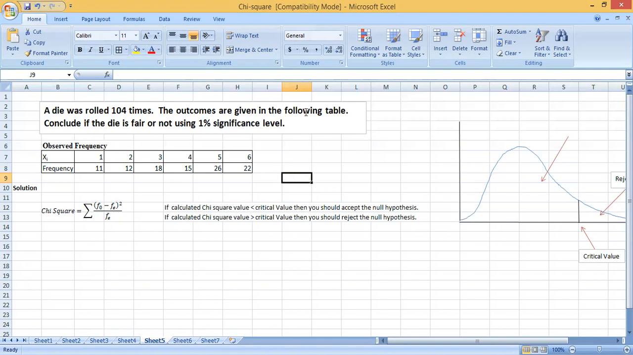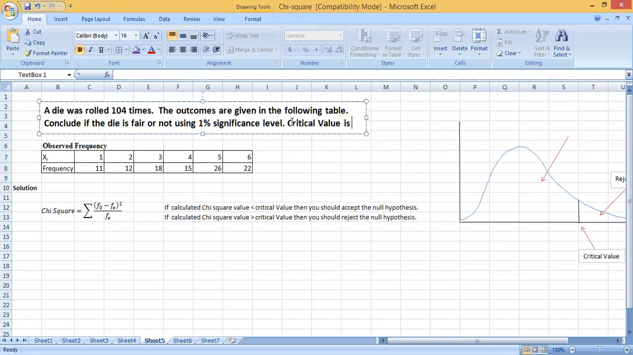And also here, the critical value is 15.086 at the 1% level. Okay, at the 1% level.